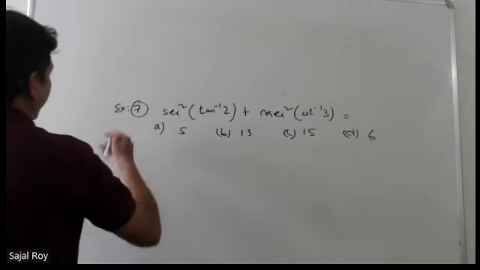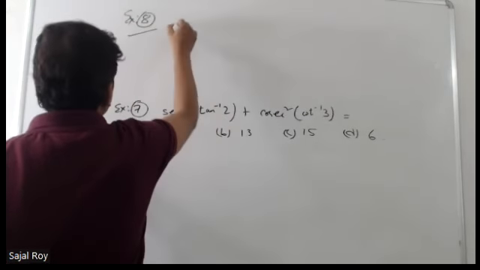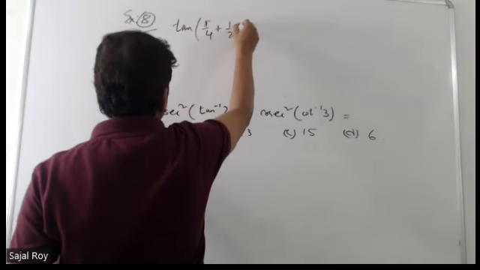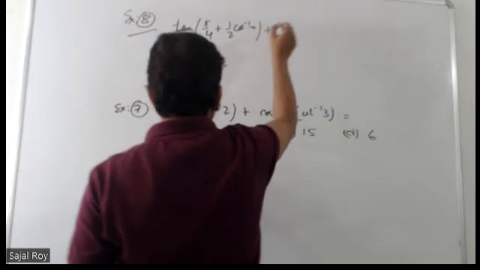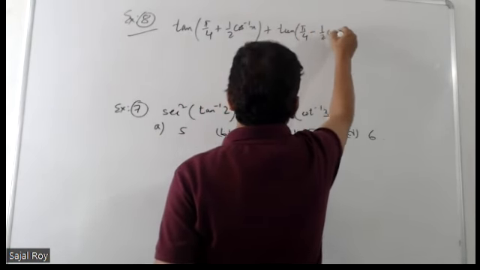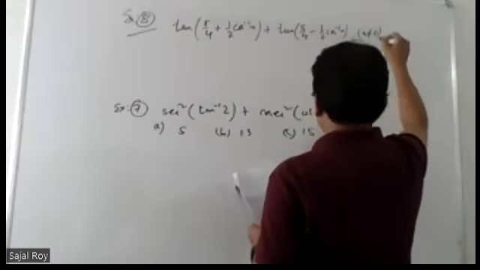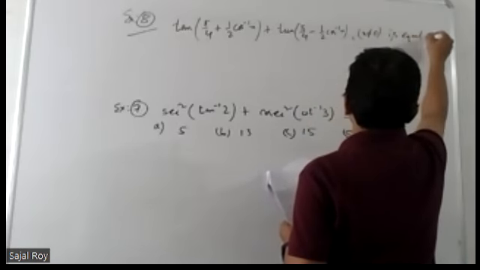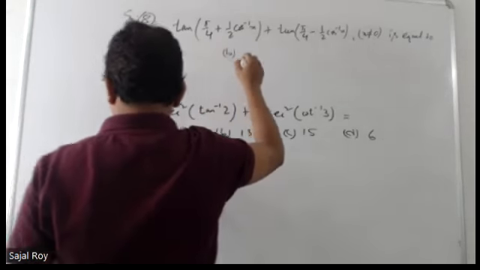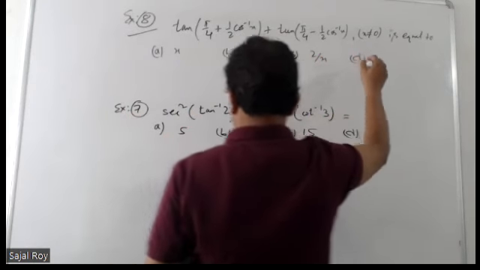You try the next one. I will write the next question, example 8. That is tan of (pi by 4 plus half cos inverse x) plus tan of (pi by 4 minus half cos inverse x), x not equal to 0, is equal to: x, 2x, 2 by x, none of this.